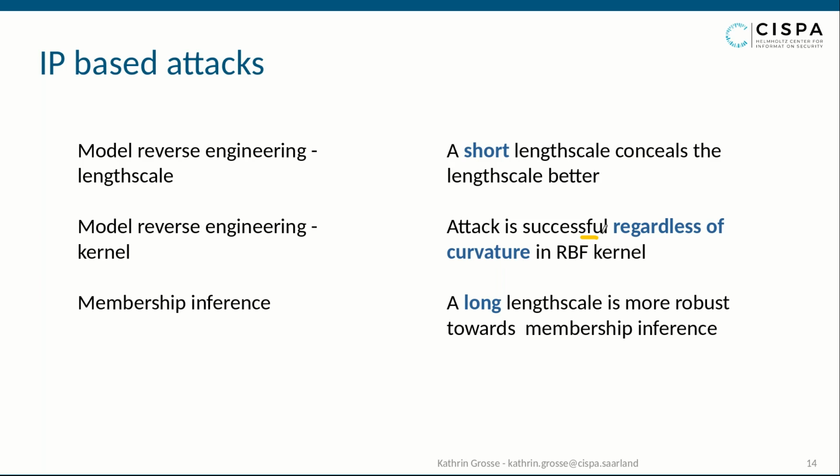But if we conclude our findings still here, towards reverse engineering, a short length scale is robust. So it conceals the length scale parameter better. On the other hand, for membership inference, a long length scale is better. And this is obviously a problem because if you look at those two things, one is robust in one case, the other is robust in the other case. So this is a very bad finding in the sense that we shouldn't study attacks in isolation, because making a classifier more robust towards one attack might actually ease another. And this is something that we should keep in mind when we take into account the whole setting.